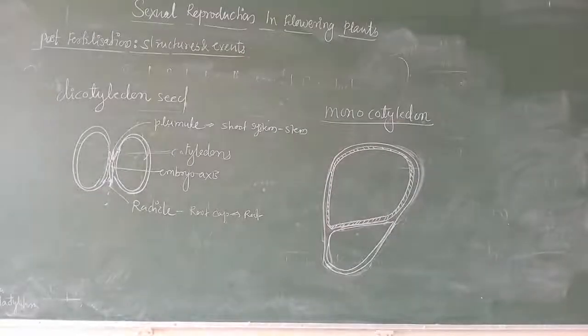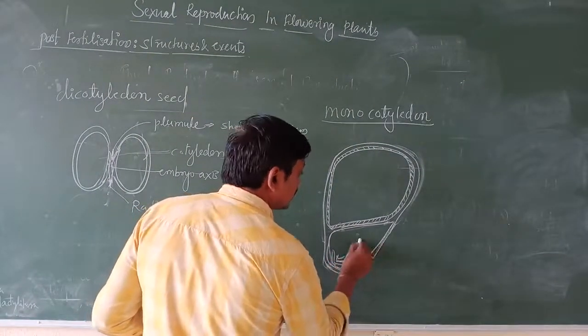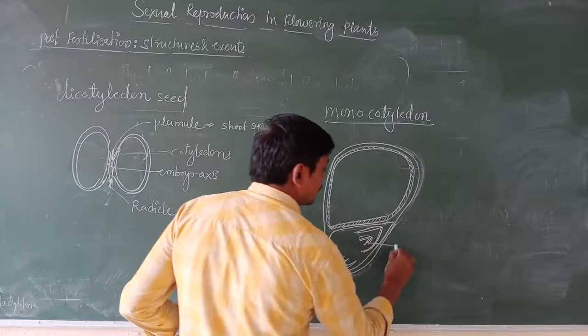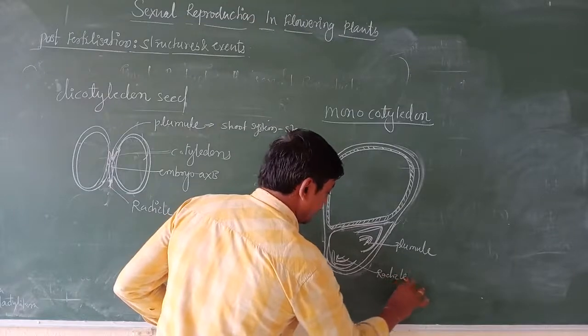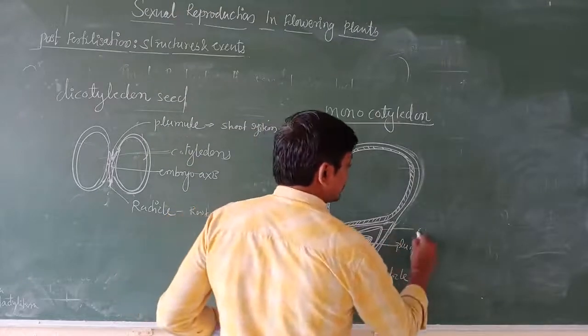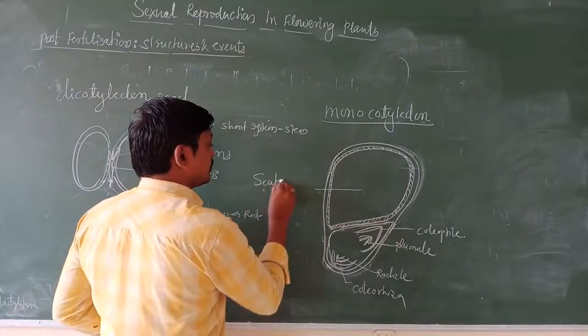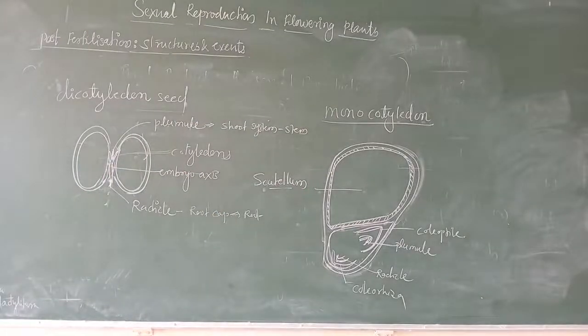This much is to be drawn in the diagram, and now here. This is the plumule. This is the radicle. This is the coleorhiza. This is the coleoptile. This is the scutellum, in the sense, the cotyledon. That is the scutellum, I told you.